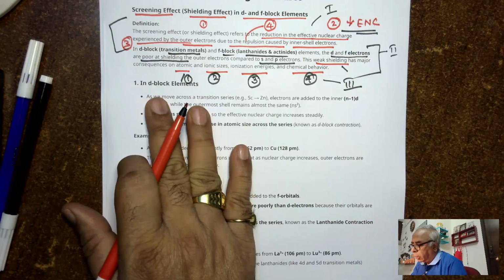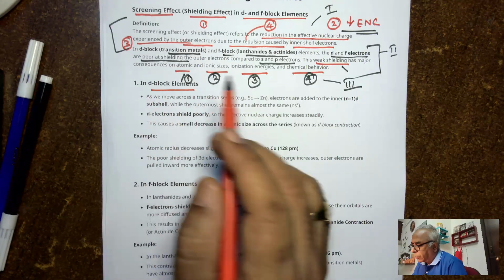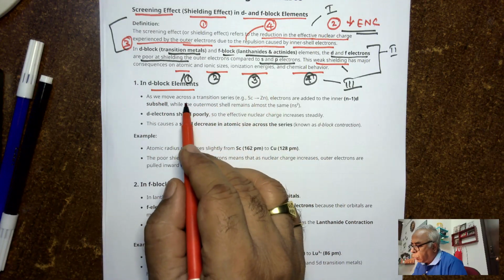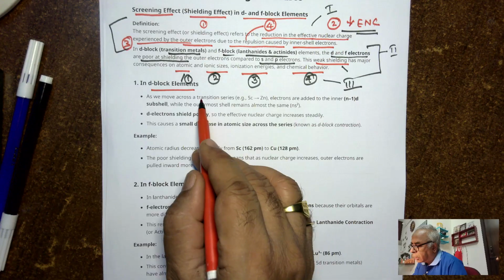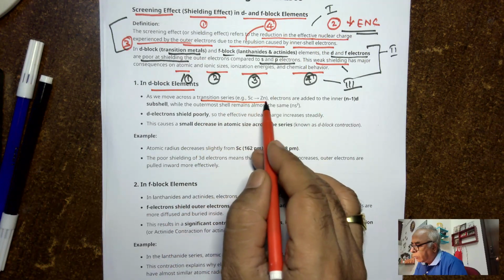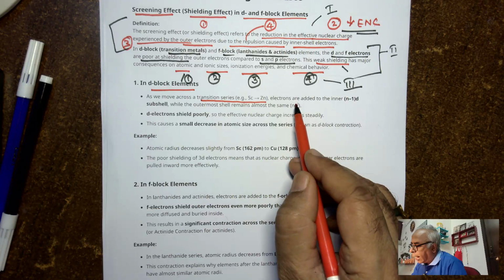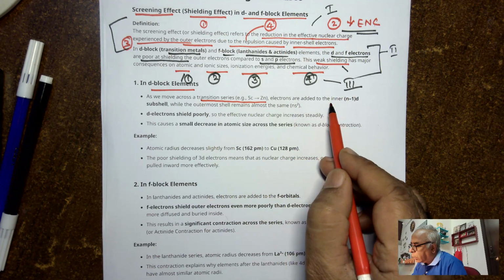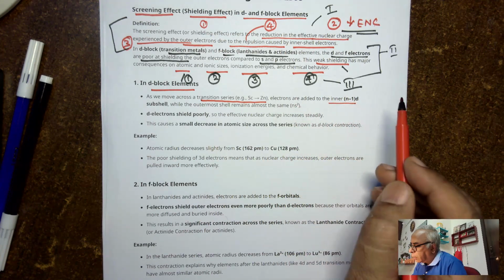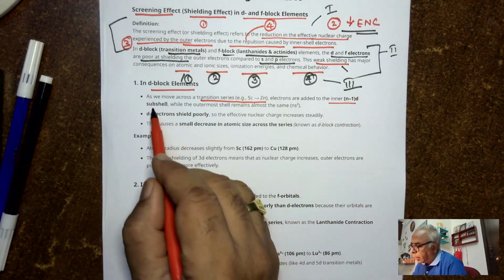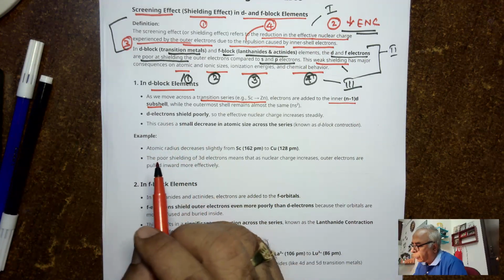Now let us talk about the D block elements. As we move across a transition series from scandium to zinc, electrons are added to the inner, that is n minus 1 D subshell.